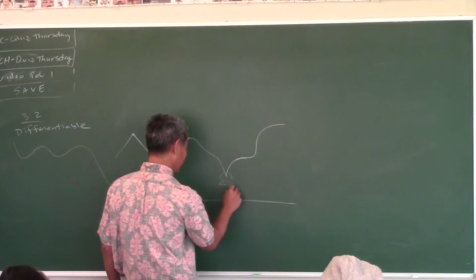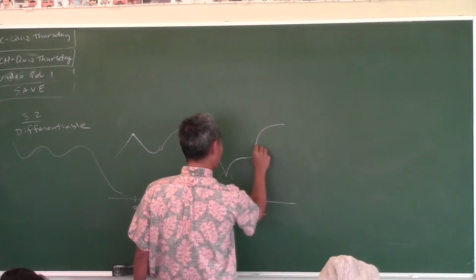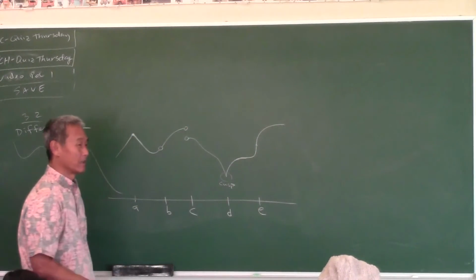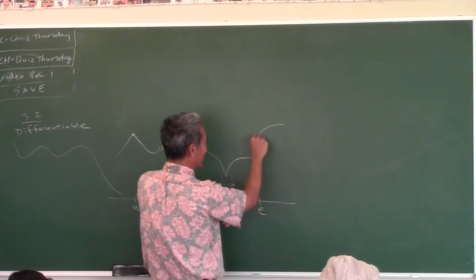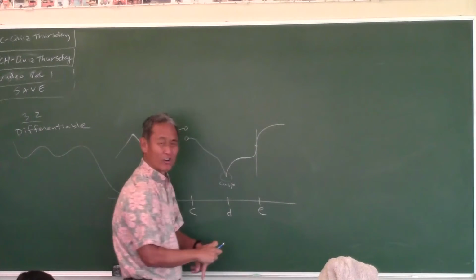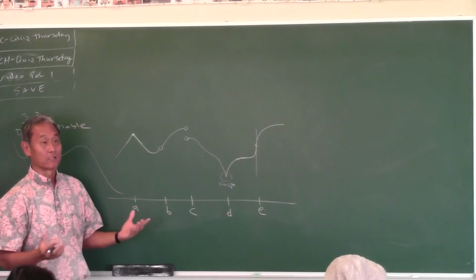And then finally, what about here at E? Is the function differentiable at E? No, because look, if you were to draw in the tangent line right there, it would be vertical. And what's the slope of a vertical line? It does not exist. It's undefined.